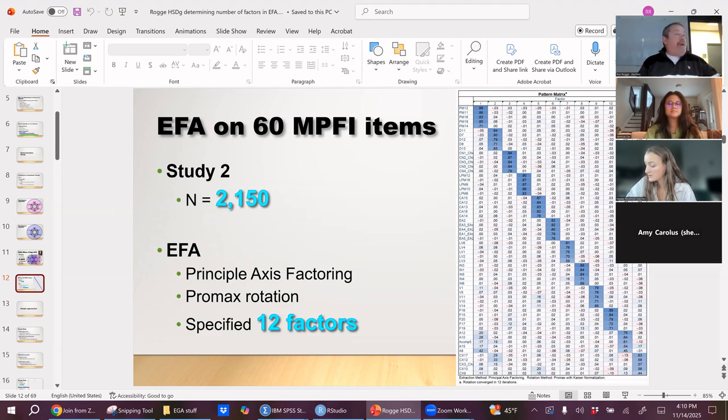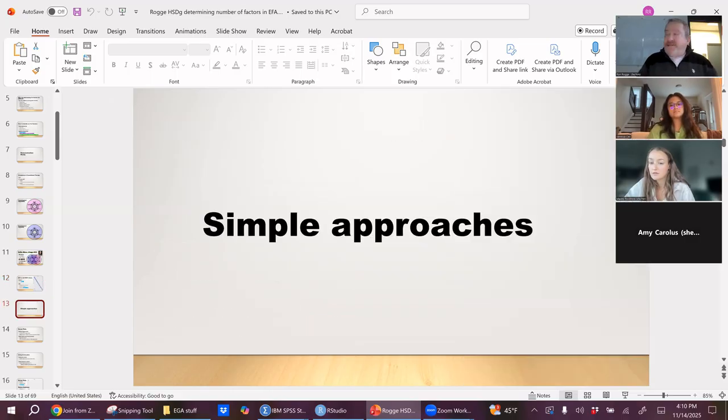And the MPFI, given all of that effort that JC and I put into making it, has a really robust 12-factor structure, 5 items per factor. The items will really correlate with each other really strongly within each subscale. So with simple approaches, we're going to use that data and see how well these different approaches say, yeah, you should extract 12. Does it make sense?